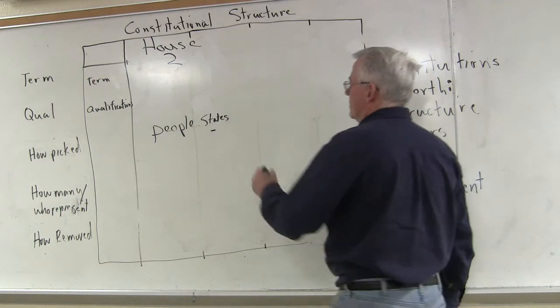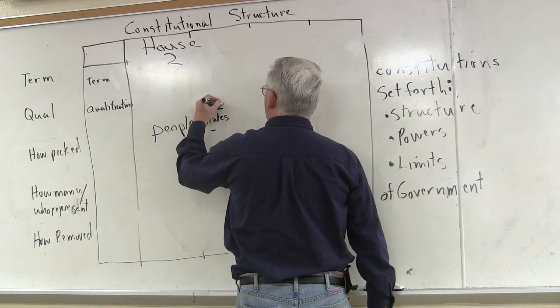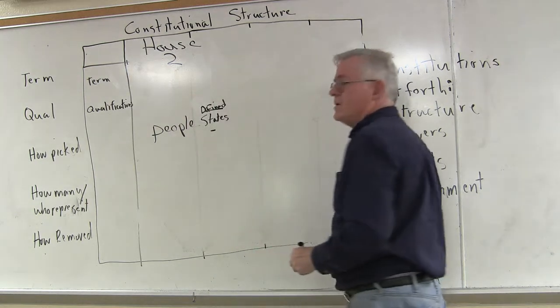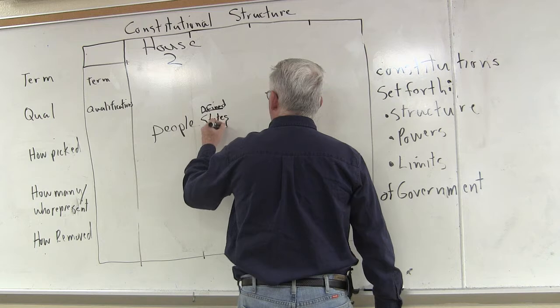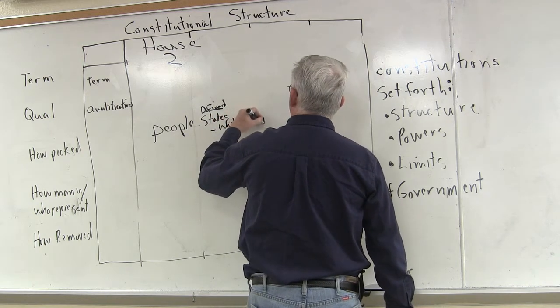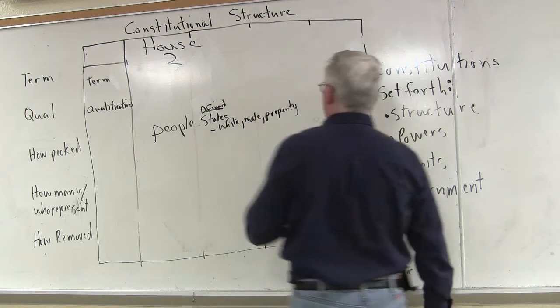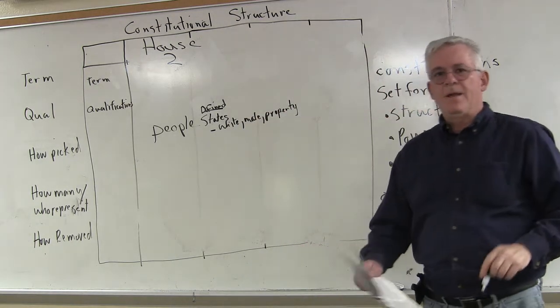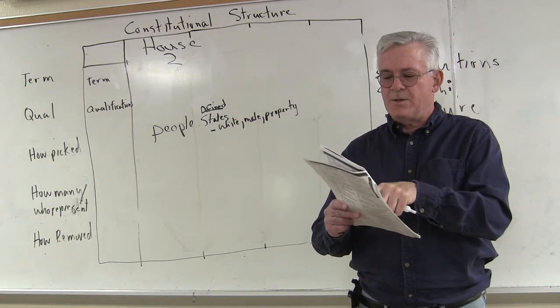All right, so people were defined by the states. And at the time, all states said you had to be what? You had to be white, you had to be male, and you had to own property.